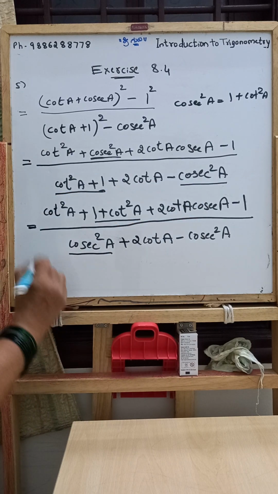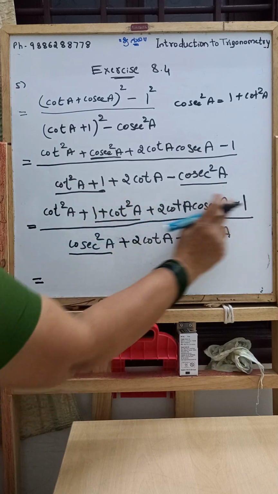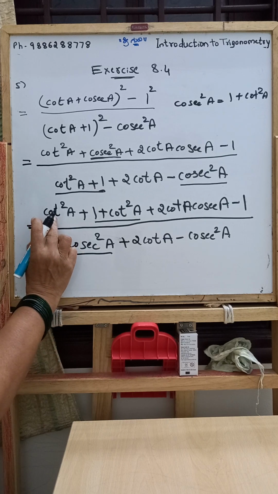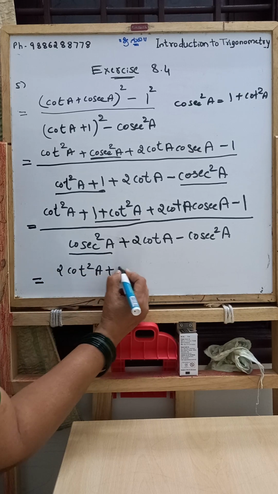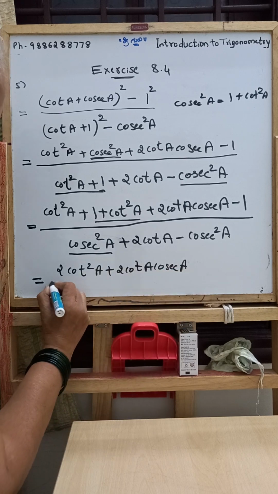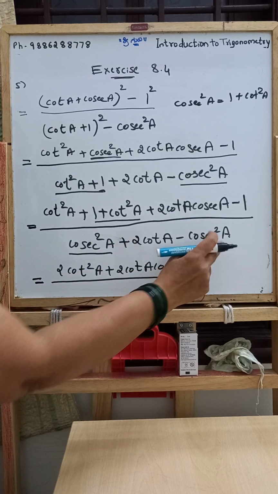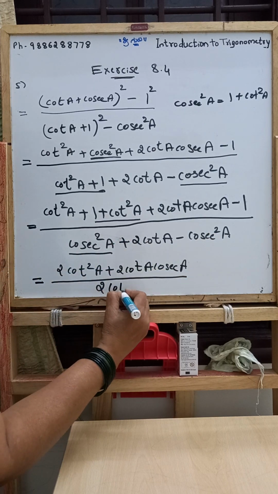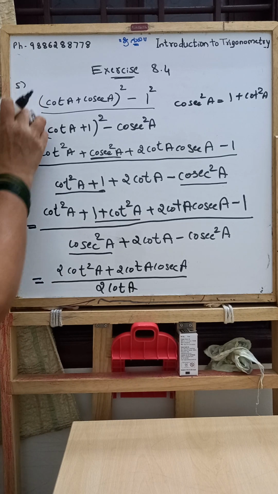So in the numerator, this one and this, minus 1 plus 1 minus 1, will be 0. We are left with cot square A plus cot square A, that is 2 cot square A, plus 2 cot A cosec A, divided by this cosec square A minus cosec square A, which will be 0. We are left with 2 cot A. Understood? If you don't understand, please call me. I'll explain it again personally. Okay? Now, the next step.